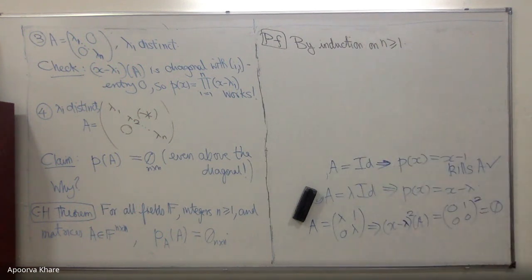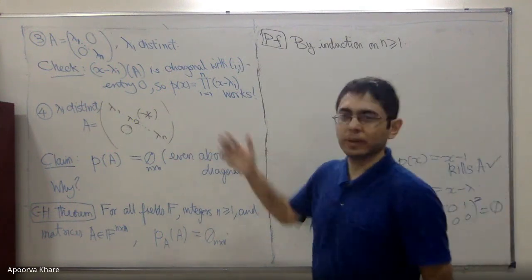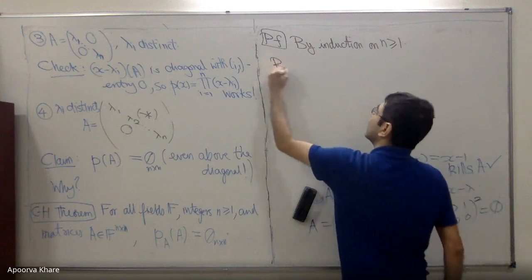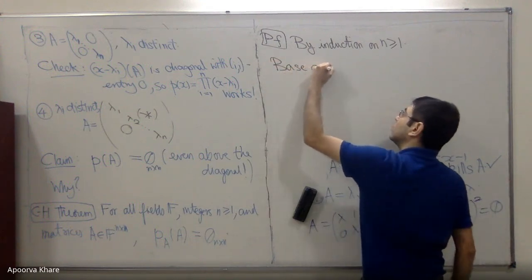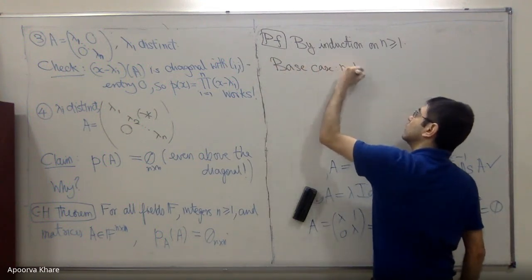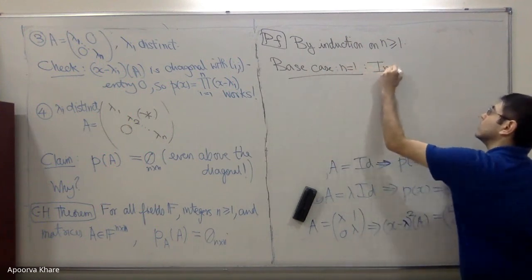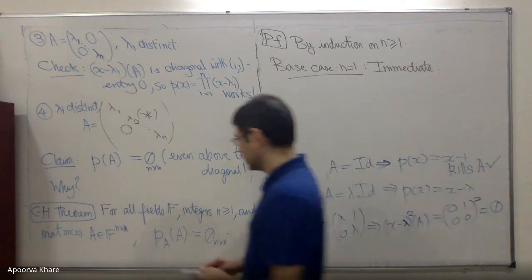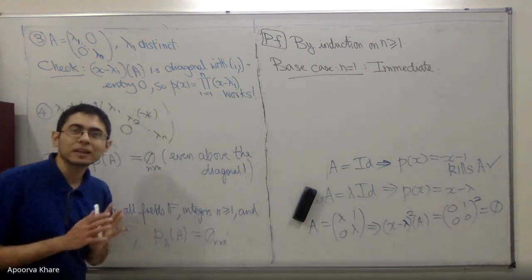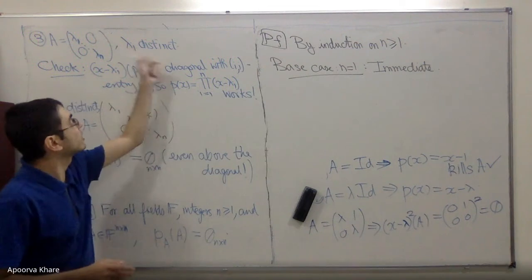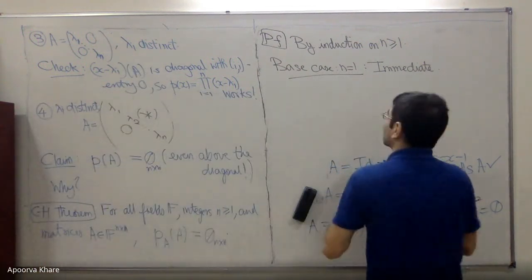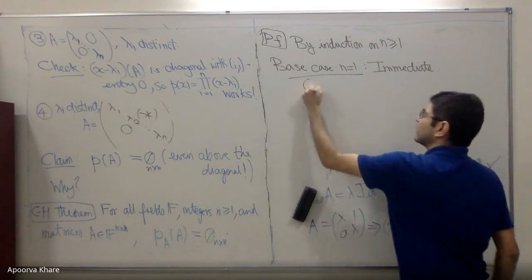On n greater equals 1. The base case of n equals 1 is easy. The base case of n equals 2, you can also even check by hand. It's just obvious, because in n equals 1, it's a diagonal matrix. And for diagonal matrices, we know that it works. Okay. n equals 2 also can be checked by hand.